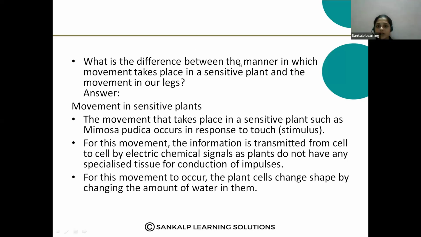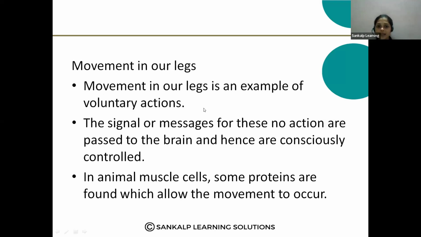Then movement in our legs. So how does it occur, movement in our legs? So movement in our legs, that is a voluntary action, right? And the signals or messages for this action are passed through the brain, so it is controlled by us.